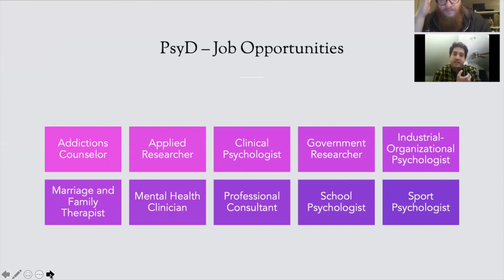So we have the addictions counseling role, applied researcher, interestingly enough, clinical psychology, government researcher, industrial organizational psychologist, marriage and family therapist, mental health clinician, professional consulting, school psychologist, and sports psychology as well.